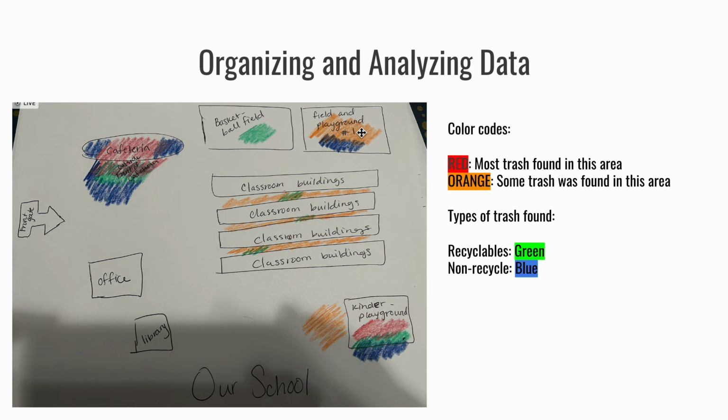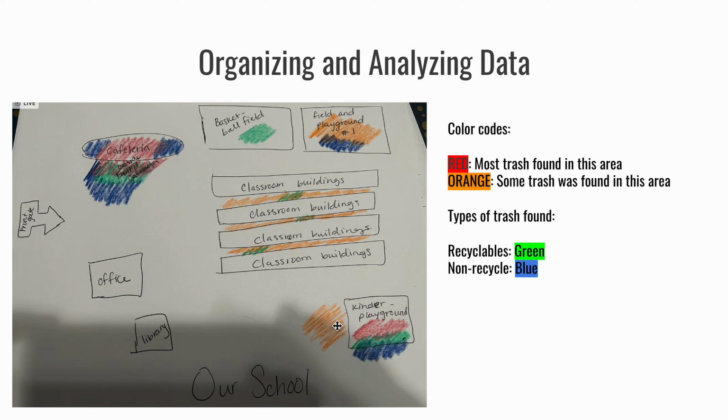So if you can see in the field and playground number 1, we found just a bit of trash, but not as much as the red. We also found some trash in between our hallways within our classroom buildings. And we also found some more trash on the side of the kindergarten playground.